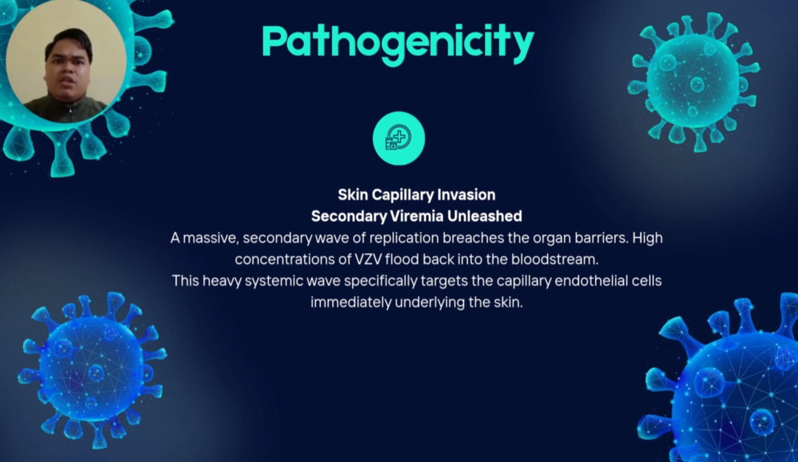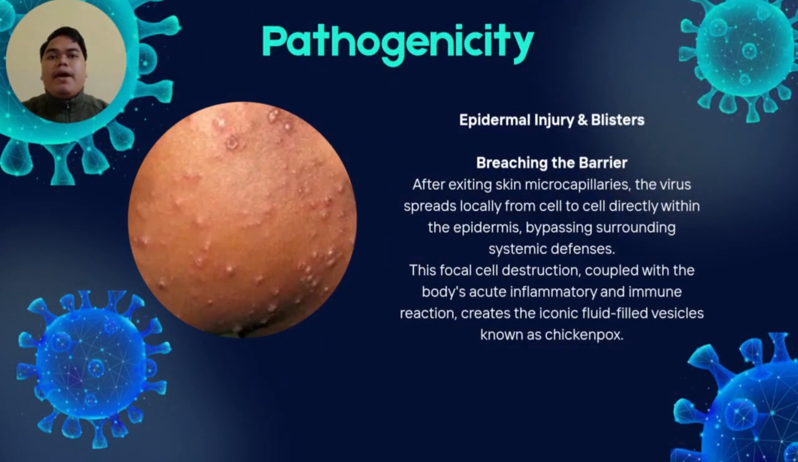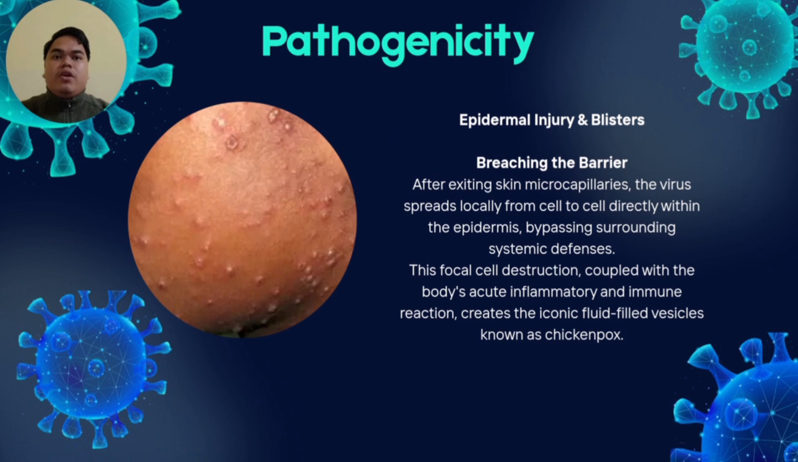It zeroes in on the capillary endothelial cells, the tiny blood vessels underneath the skin. Finally, the virus has breached our skin barrier. It moves locally, spreading directly from cell to cell within the epidermis, the outer layer of the skin. This localized cellular damage, combined with our immunity fiercely fighting back, causes the characteristic fluid-filled blisters we recognize as chickenpox.